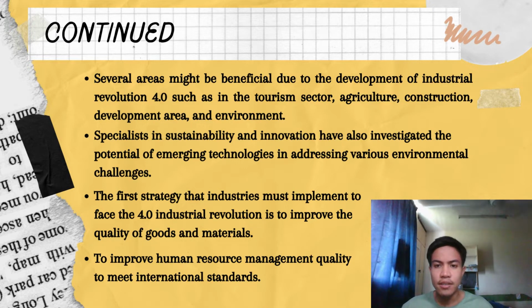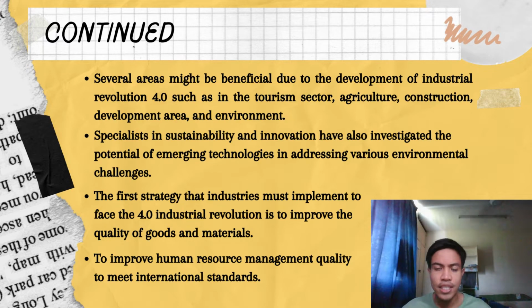There are several areas that might benefit from the development of Industrial Revolution 4.0, such as the tourism sector, agriculture, construction, and development area and environmental. For tourism, it improves the experience by establishing a common ecosystem involving residents, local governments, tourists, service providers, and the governments. Communication and transport system investment are also being applied in Industrial Revolution 4.0.